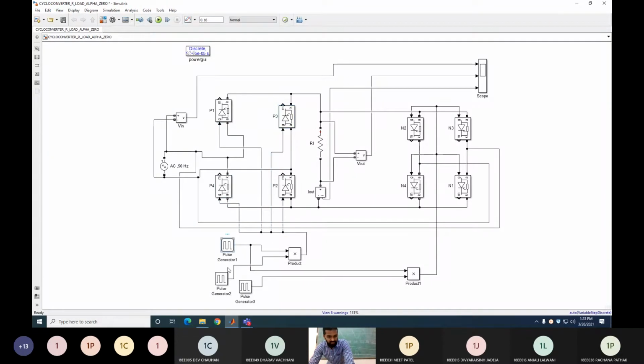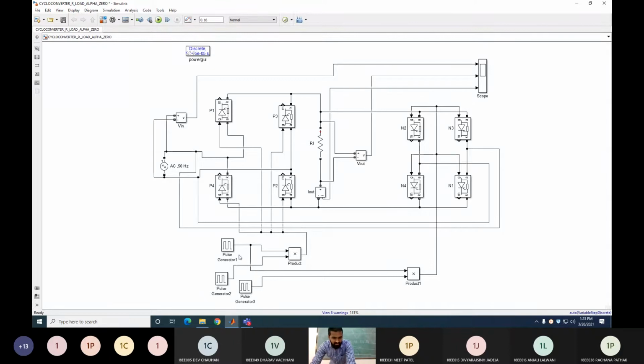So by this logic, you get the positive output voltage in the first 2 cycles, and in the same way, in the next 2 cycles you get the negative output voltage across the load. So provide the gate pulse to this negative group thyristor N1, N2 and N3, N4. Clear? So the same logic we use here.